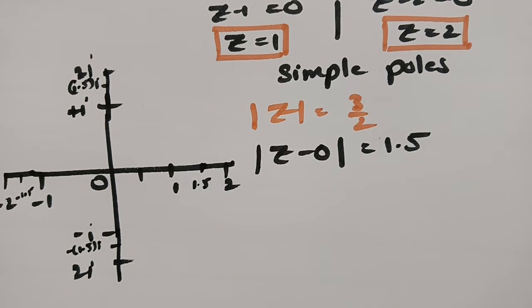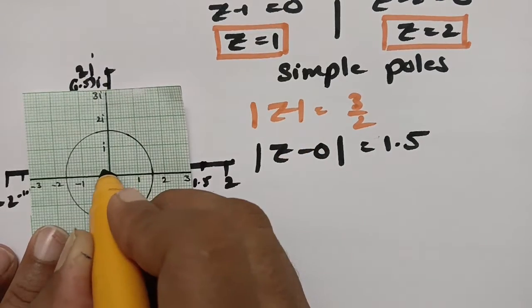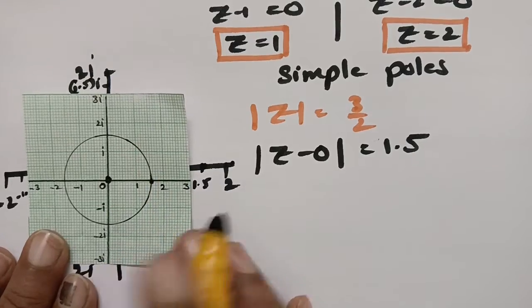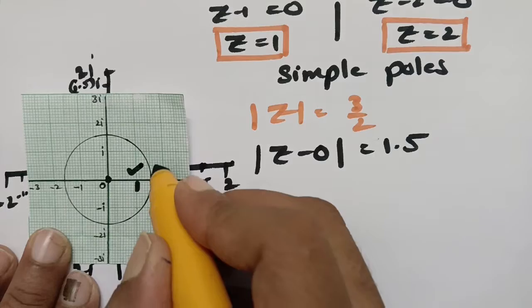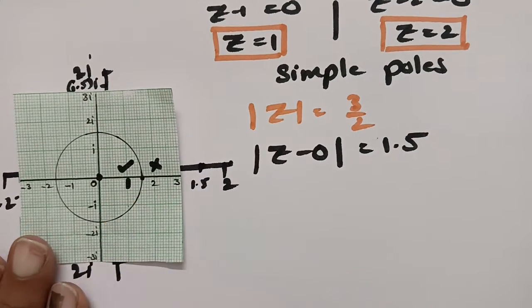So here, this is a circle with center 0 and 1.5 as radius. If you observe, z = 1 is within the circle and z = 2 is outside the circle. So we have to find the residue at the point z = 1.